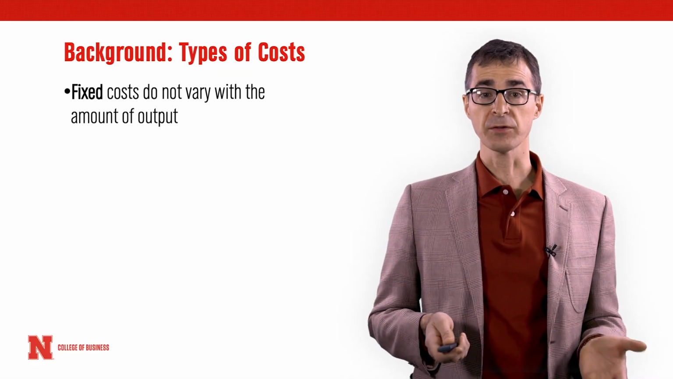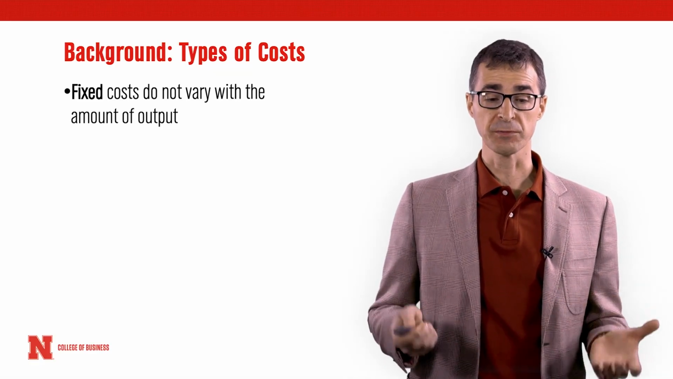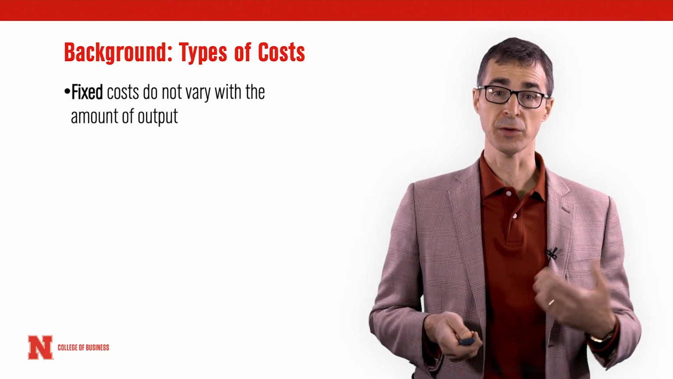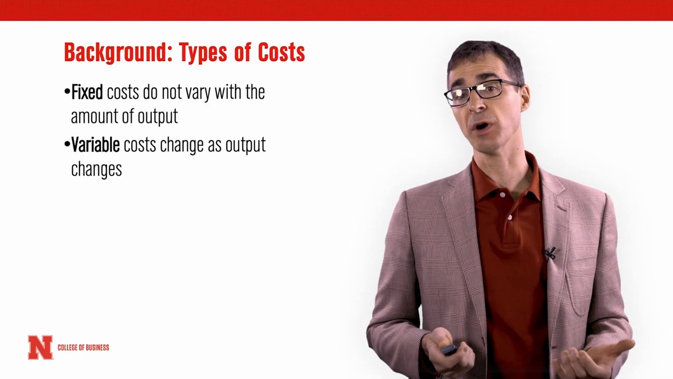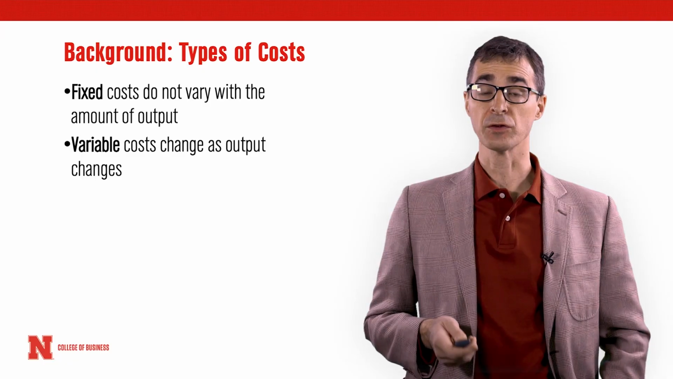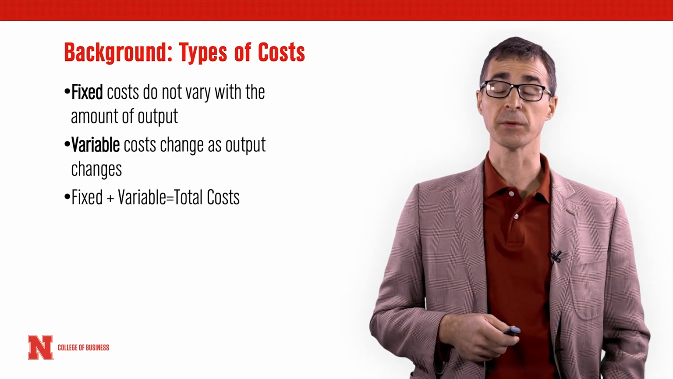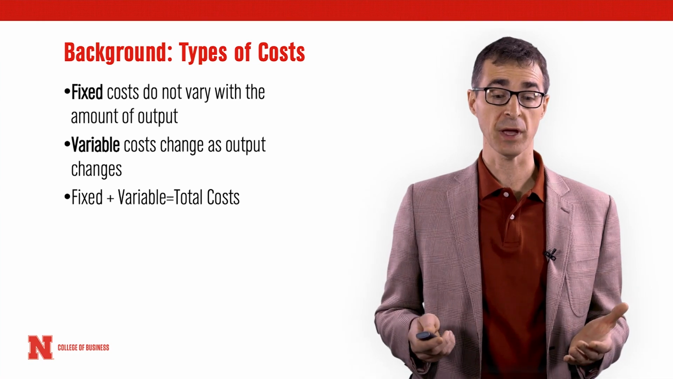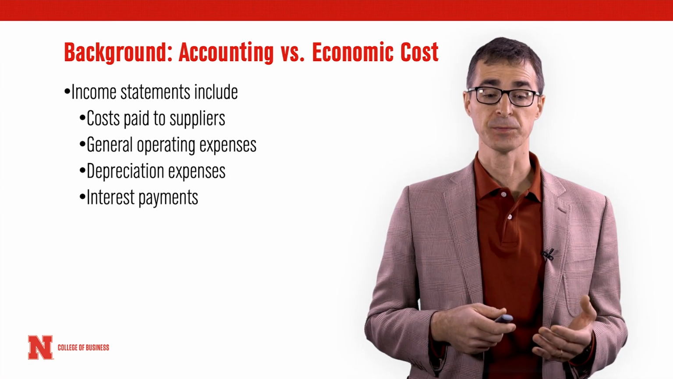We talked about fixed costs, or I mentioned fixed and variable costs earlier. Fixed costs are those that do not vary with an economic decision or the consequence of an economic decision, while variable costs are costs that do vary with the consequence of an economic decision. The firm's total costs are simply the sum of the fixed and the variable costs.